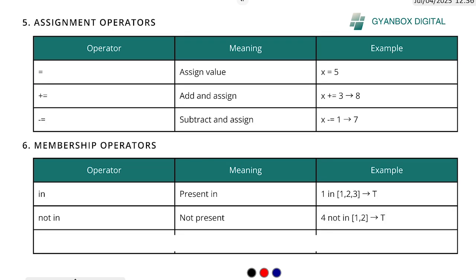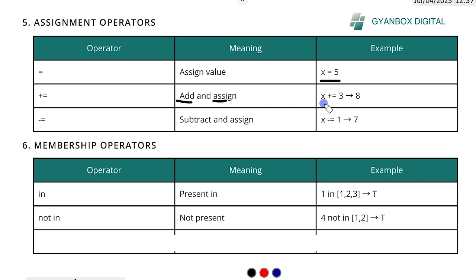Another type of operator is the assignment operator. The assignment operator is used to assign a value to a variable. Let's say the equals sign, here x equals 5, so the value 5 is assigned to the variable x. I can also combine arithmetic operators with the equals sign, like plus equals, minus equals, multiply equals, divide equals. All those arithmetic operators can be clubbed together with the assignment operator, and firstly it will perform the arithmetic operation and then assign the value to it.